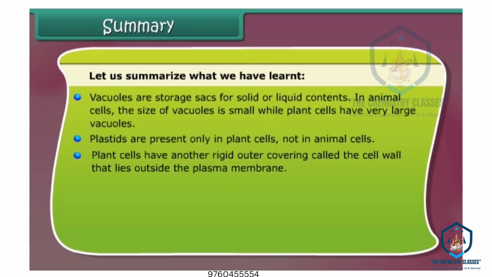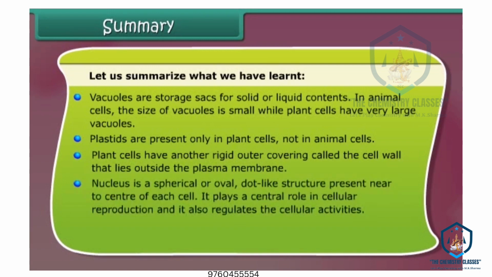The plant cell wall is mainly composed of cellulose and provides strength to the cell. Nucleus is a spherical or oval, dot-like structure present near the center of each cell. It plays a central role in cellular reproduction, and it also regulates the cellular activities.